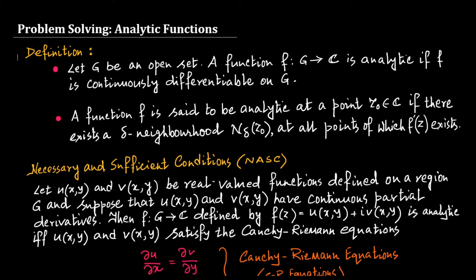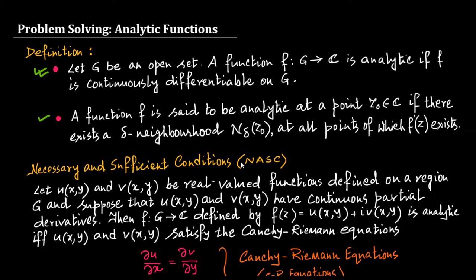Let us now quickly recollect a few things about analytic functions. First, two definitions. Let G be an open set. A function f from G to C is said to be analytic if f is continuously differentiable on G. And a function f is said to be analytic at a point z0 belonging to C if there exists a delta neighborhood N delta of z0, at all points of which f prime z exists.